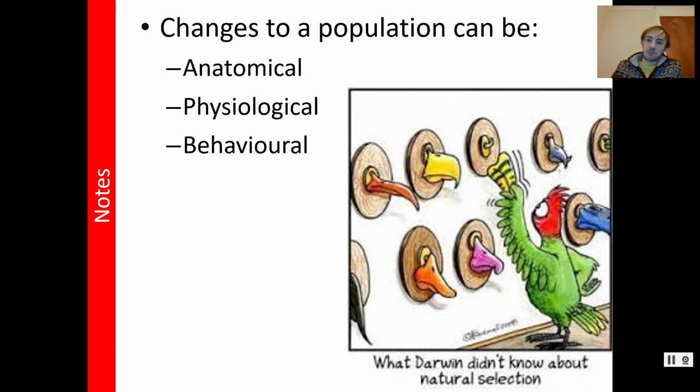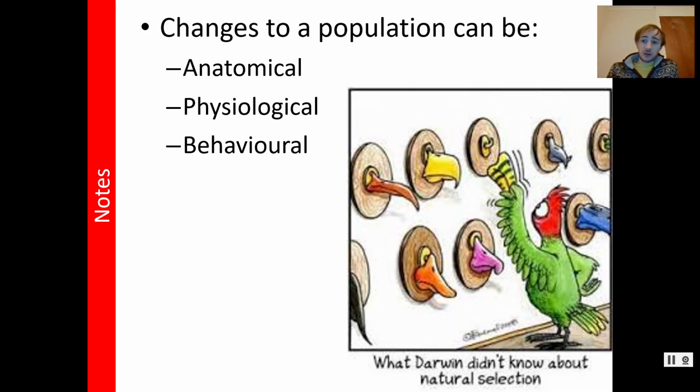anatomical, physiological, and behavioural. And when we think of adaptations, the kind of standard examples we give are always anatomical. Now, anatomical, from the word anatomy, is some change, some observable physical change in your body. So an anatomical change is something like having a longer neck in a giraffe, or having stripes on a zebra. It's something you can physically see.